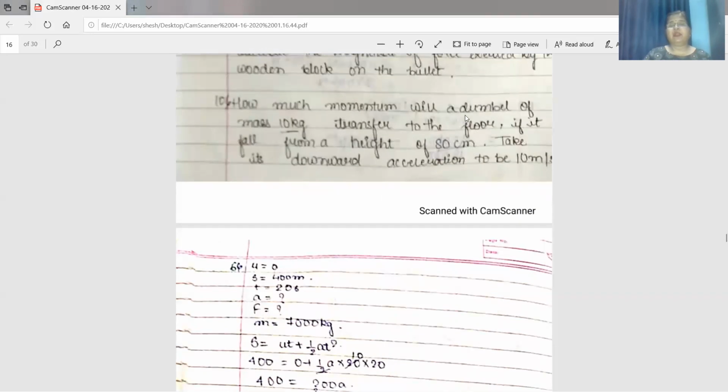How much momentum will a dumbbell of mass 10 kg transfer to the floor if it falls from a height of 80 centimeter? So initial velocity will be 0. Take its downward acceleration to be 10 meter per second square. A is given 10 meter per second square. S is given 80 centimeter, so it is 0.8 meter. Mass is given 10 kg, and you are asked to find out momentum.